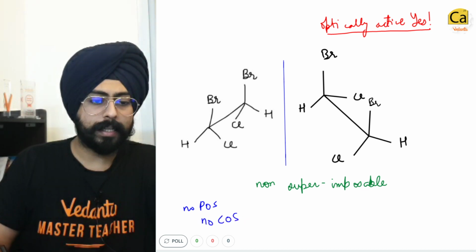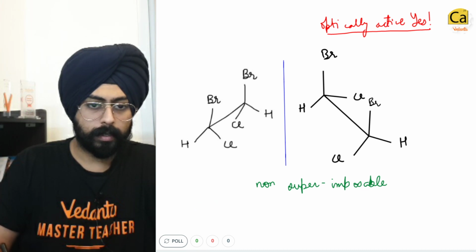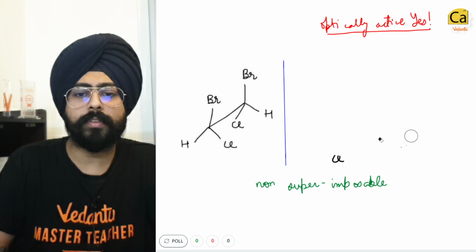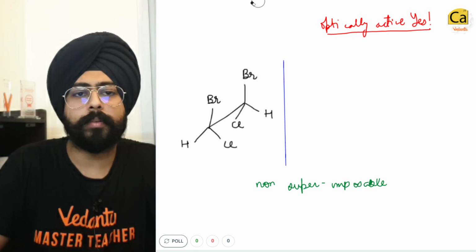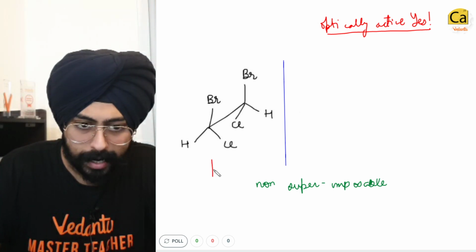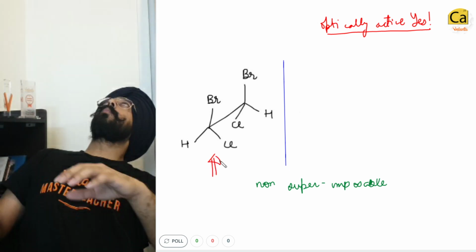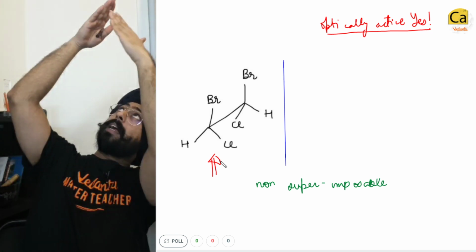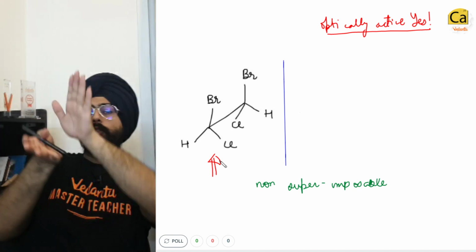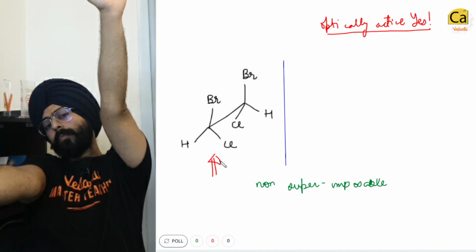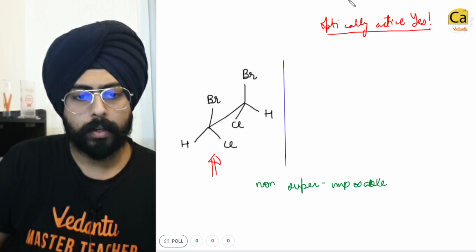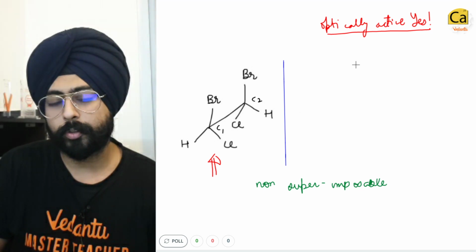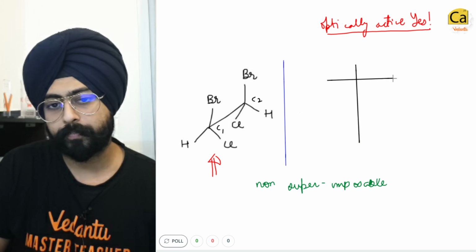Now, some of you will say, sir, why don't you draw us a Fisher projection of this? Okay, let's draw it. How do we make the Fisher projection? Look at it from the bottom. Just lie down on the floor and look at it from the bottom. Chlorine and hydrogen coming towards you, hydrogen, chlorine coming towards you, bromine going away from you. So, let us call this carbon number 1, let's call this carbon number 2. Notice the Fisher projection I am drawing very carefully.